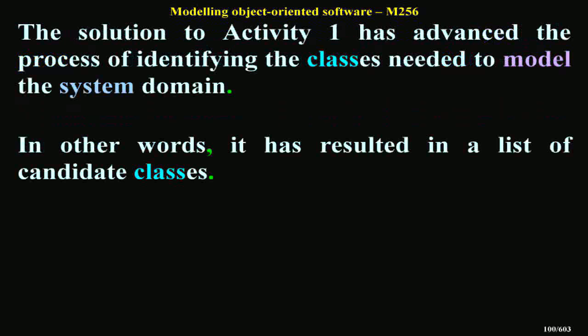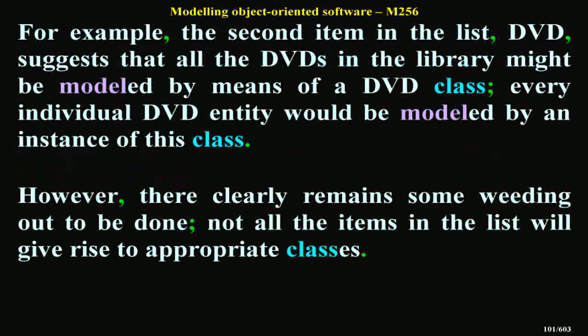The solution to Activity 1 has advanced the process of identifying the classes needed to model the system domain. In other words, it has resulted in a list of candidate classes. For example, the second item in the list, DVD, suggests that all the DVDs in the library might be modeled by means of a DVD class. Every individual DVD entity would be modeled by an instance of this class.